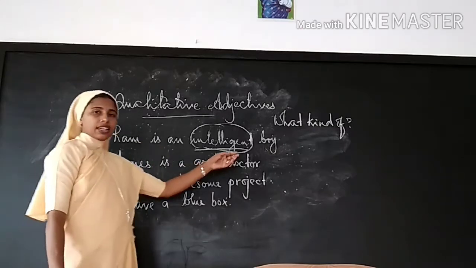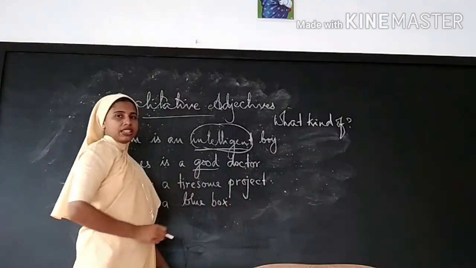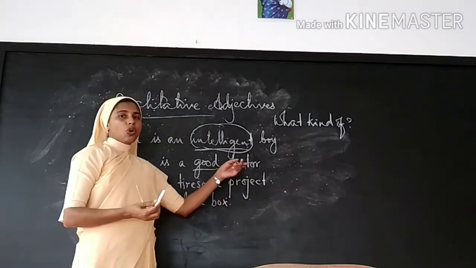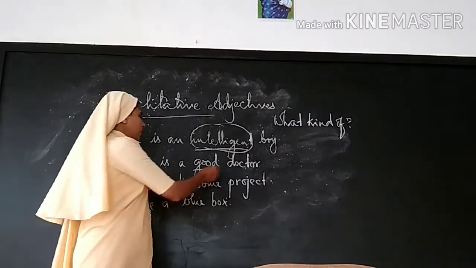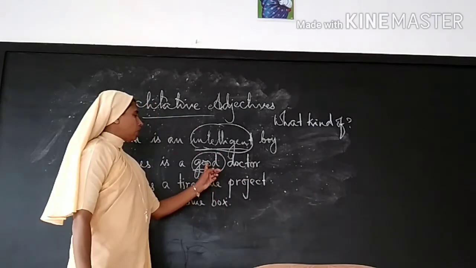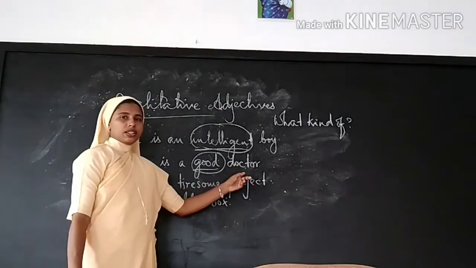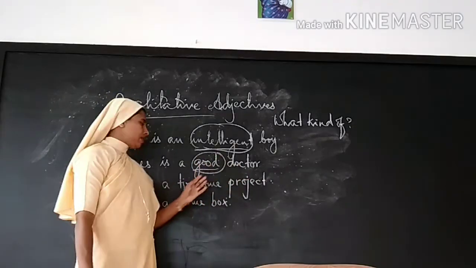Please look at the second noun, doctor. There is a word, good. It tells you more about this doctor. So it describes the noun doctor. This is the qualitative adjective, or adjective of quality, that is used here in this particular sentence.